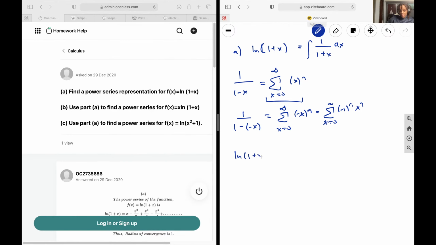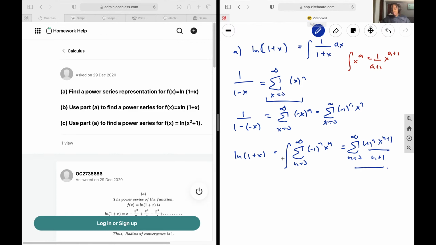And so ln of 1 plus x is equal to the integral of the summation, so this power series. The negative 1 to the power of n terms have no x dependence, but x to the power of n does, so that's what we're going to be integrating. I know that the integral of x to the power of a is 1 over a plus 1 times x to the power of a plus 1. And so this will become the power series, negative 1 to the power of n, x to the power of n plus 1 over n plus 1. And that's going to be the power series representation of ln of 1 plus x.